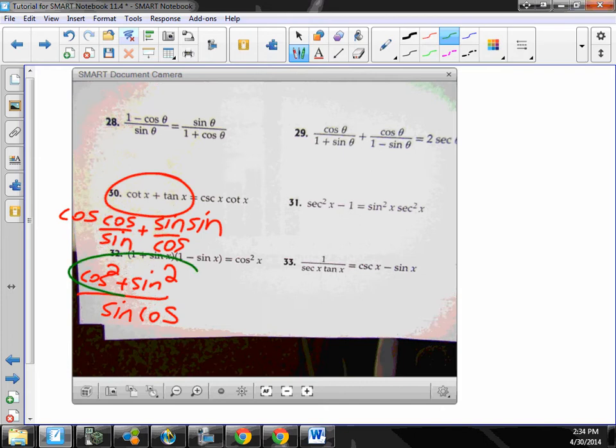What about this? It equals 1. Sine squared and cosine squared added together equal 1, no matter the order they're put in. So we end up with 1 over sine cosine. Now what should we do?